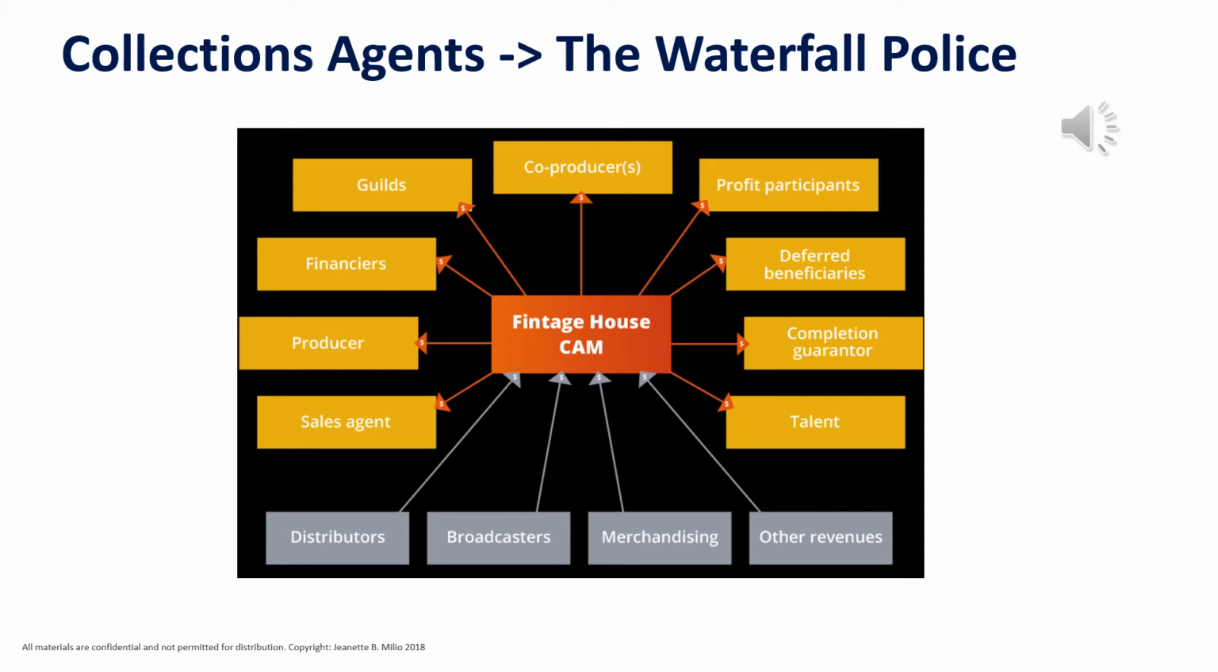We talked a little bit about what the collection agent does. He collects all the revenues in relation to a movie and spends and disperses all the agreed expenses and the profits. He is responsible to speak to any and all party to the collection agent management agreement, which includes the sales agent, the producer, the financiers, the guilds, the co-producers, profit participants, deferred participants, completion guarantor, the talent, the merchandising, the broadcasters and distributors, if they're part of the project, and anyone else who receives revenues.